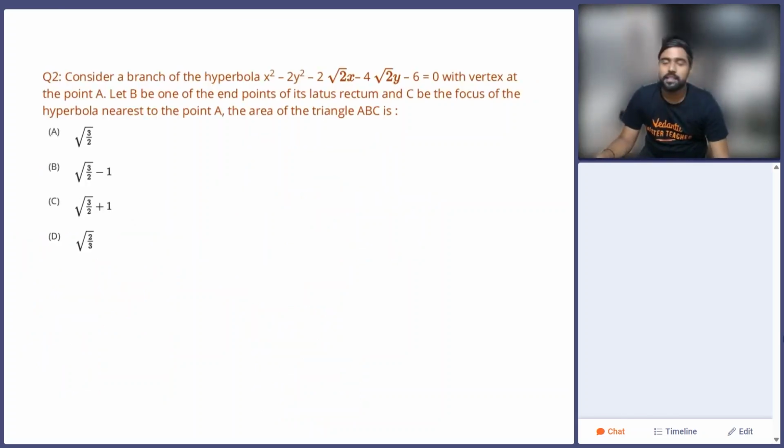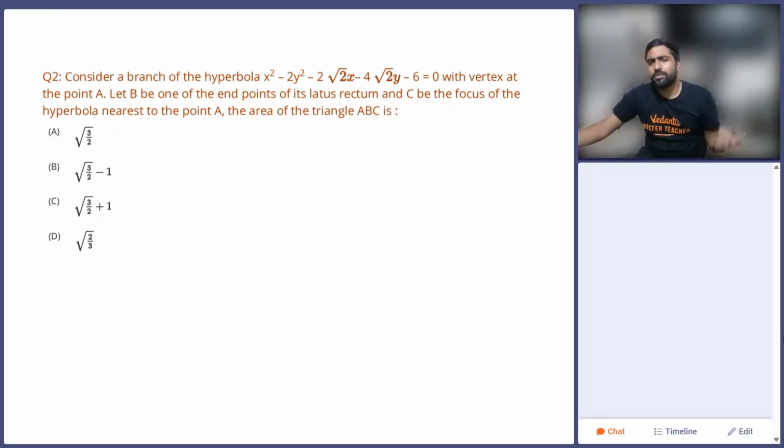Moving on, let's have a look at the next one. What do we have over here? So we have been told to consider a branch of a hyperbola, half part of the hyperbola, with the vertex at the point A, and B is the end point of the latus rectum, and C is the focus of the hyperbola nearest to this point A. Then what is the area of this triangle ABC?